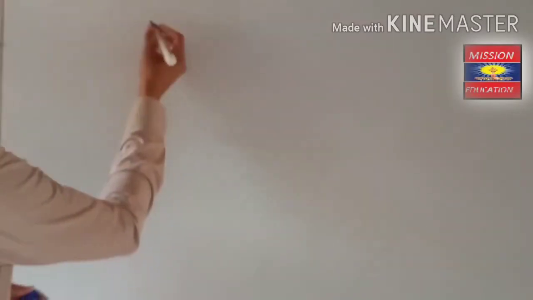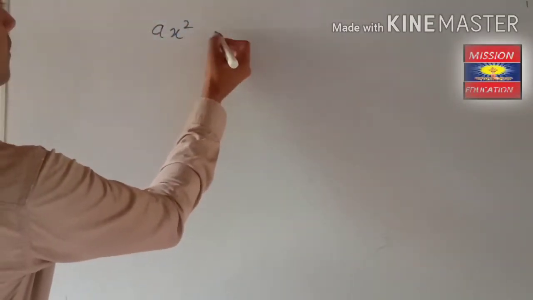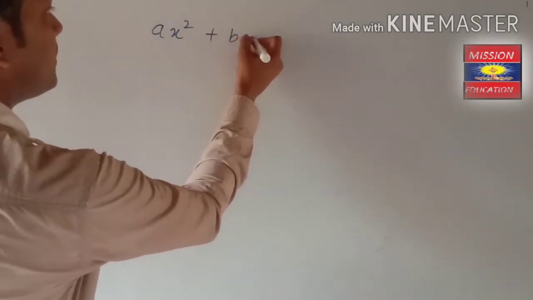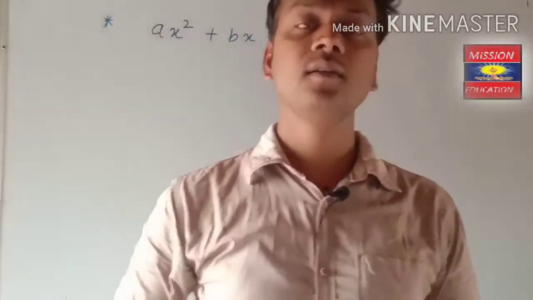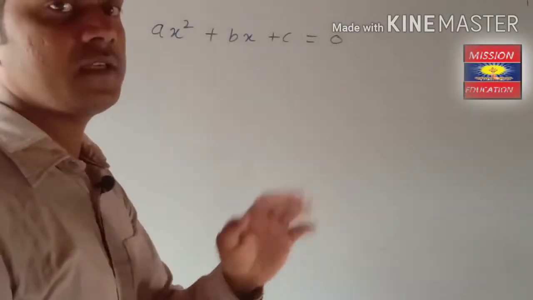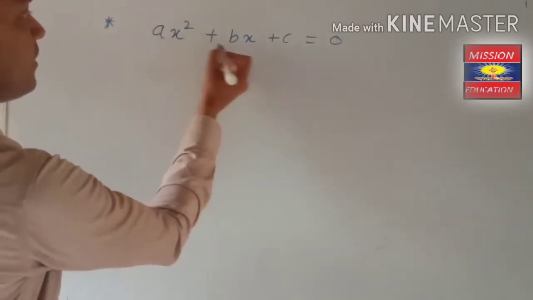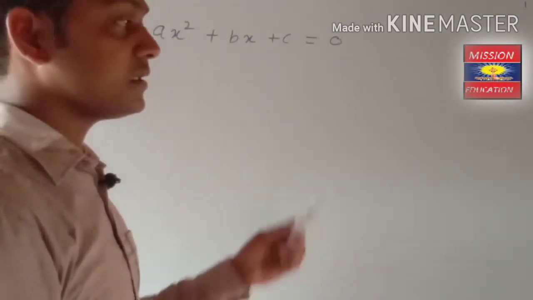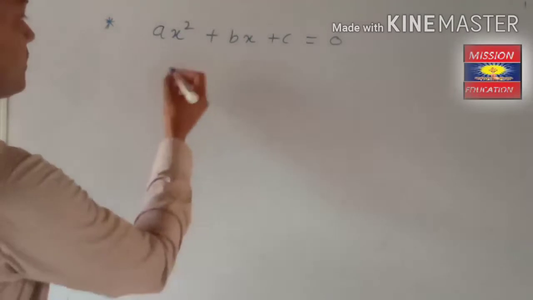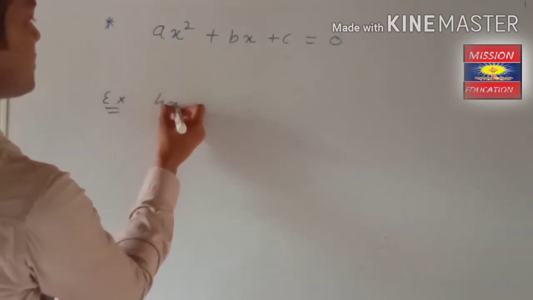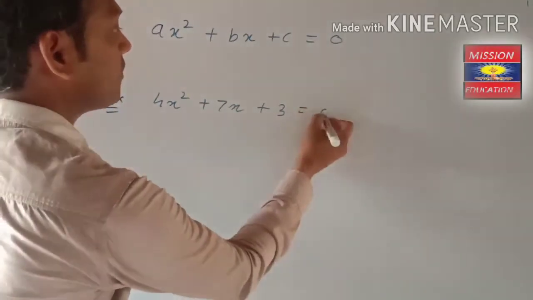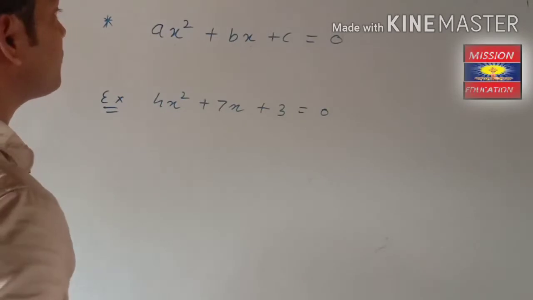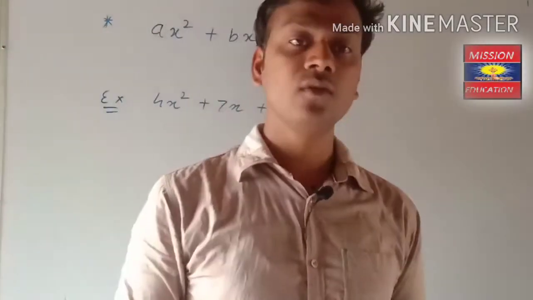Now the standard form of quadratic equation is ax square plus bx plus c equal to 0. Always remember, your all quadratic equations are in the form ax square plus bx plus c equal to 0. Means that x is a variable, a, b and c are constants, where a and b are coefficients. So we can take the example 4x square plus 7x plus 3. It is an example of a quadratic equation, but the standard form of quadratic equation is ax square plus bx plus c equal to 0.